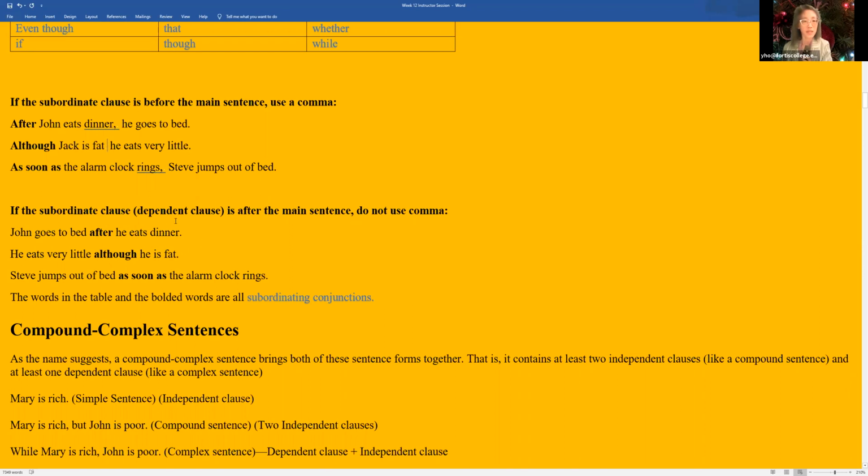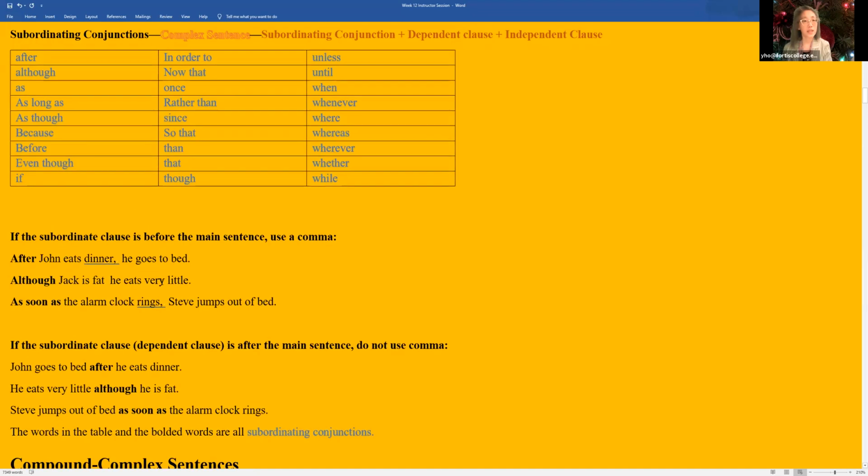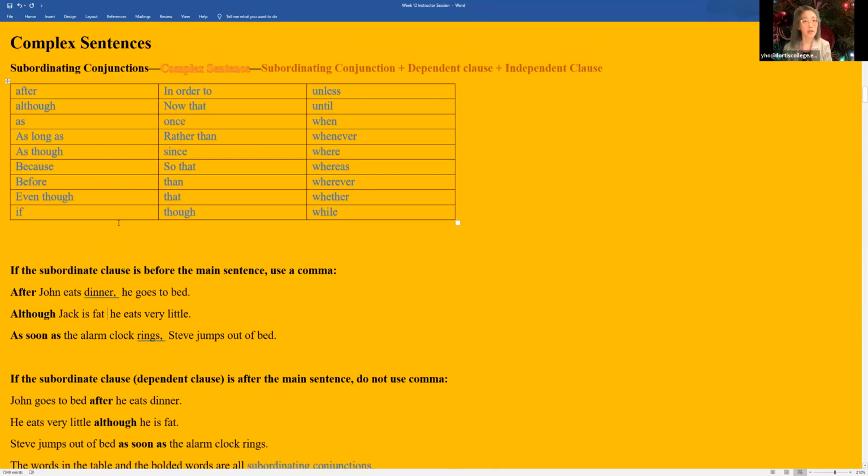When the dependent clause comes after the sentence, just like I just said, you don't have to have a comma. So John goes to bed after he eats dinner. He eats very little, although he is fat. Steve jumps out of bed as soon as the alarm clock rings. And all of the words in this table are all subordinating conjunctions.